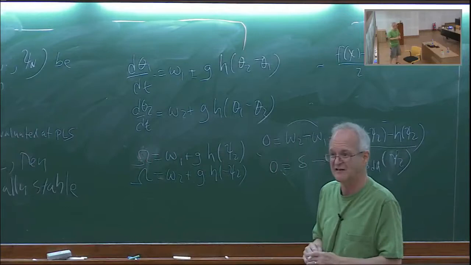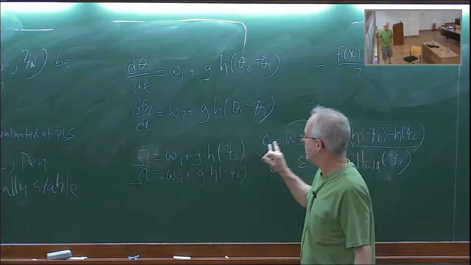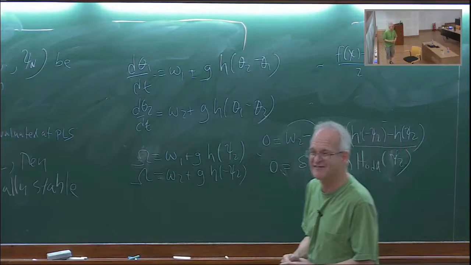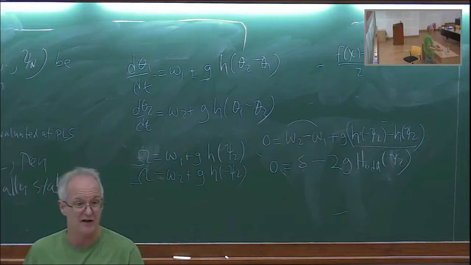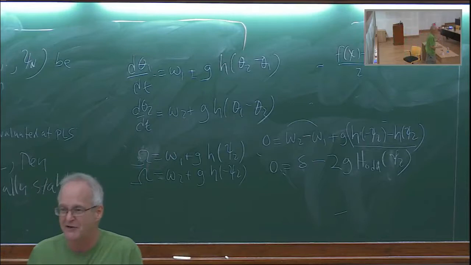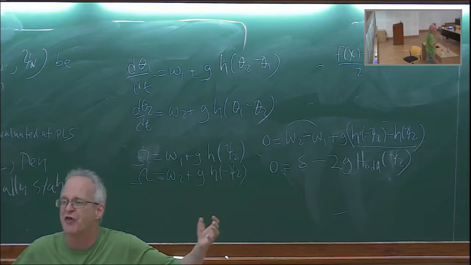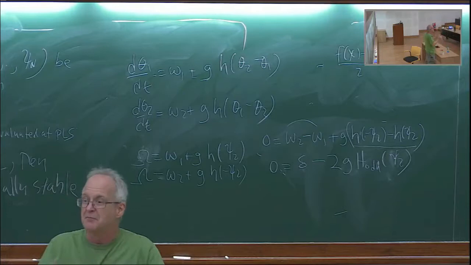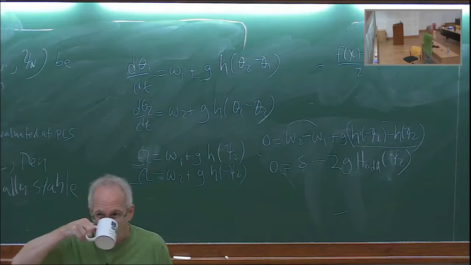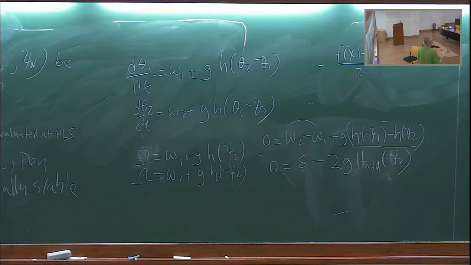So if little delta is 0, there's always a phase lock solution. Now, there's always synchrony and antiphase, and they may or may not be stable. You could have them both be unstable, and there could be another one in there. For example, sine of 2 theta or something like that. 0 and pi are unstable, but pi over 2 is a stable solution. All right, so that's n equals 2. Do you have any questions so far? No questions? Good.